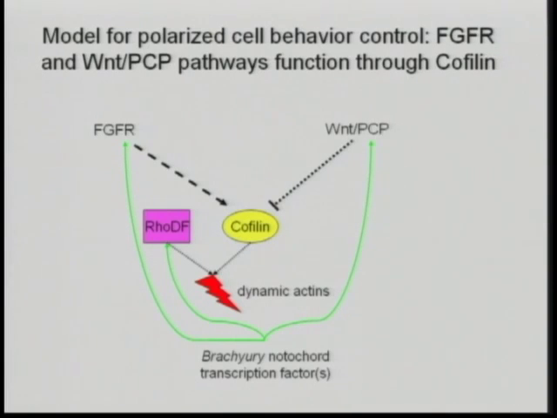And the very last part is that RhoDF, as well as other individual components of both the FGF receptor pathway and the PCP pathway, are subject to transcriptional regulation by genes like Brachyury and a few other downstream transcription factors. So this suggests how beautifully you see the interplay between the transcriptional network and the cell biology network, the protein-protein interaction networks. Together, they can control a polarized cell behavior in the process.